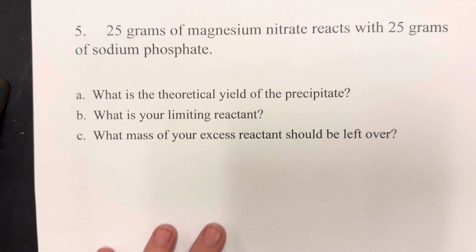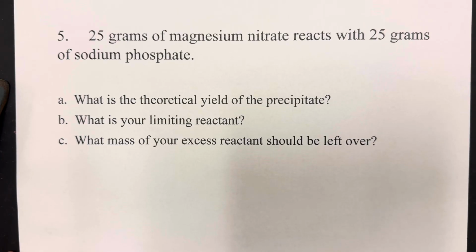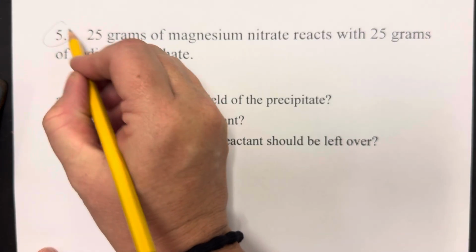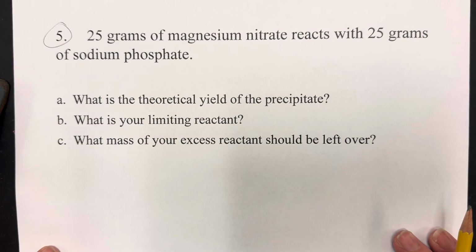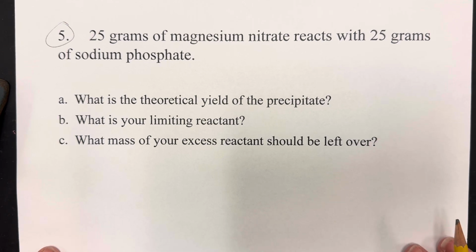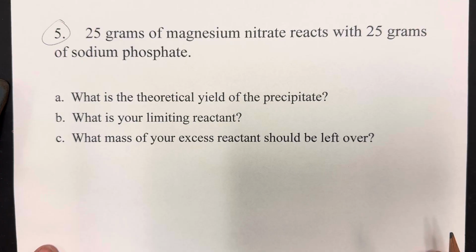All right, this has you doing a whole lot of different things here. So let's take a look. 25 grams of magnesium nitrate reacts with 25 grams of sodium phosphate. So right there, I have an amount of each reactant. What is the theoretical yield of precipitate? What is your limiting reactant? And what mass of excess should be left over?